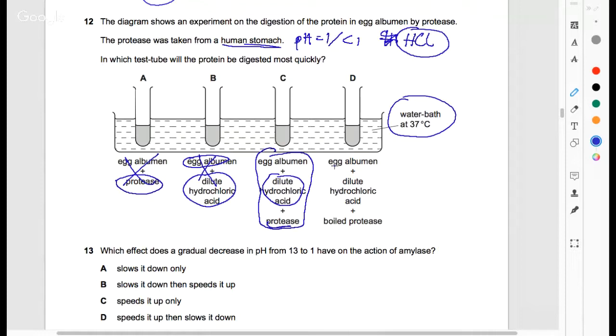And egg albumin plus dilute hydrochloric acid plus boiled protease. The boiled protease is going to be denatured and not going to work at all. So this is going to be as good as this one. So it's not really this one. So C is the correct answer.